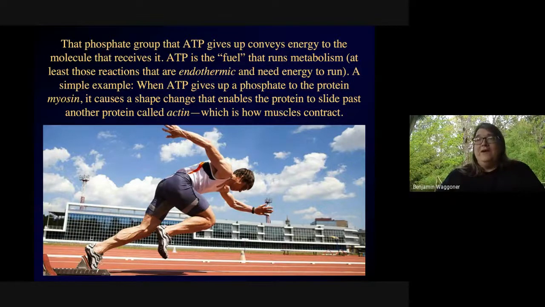Every little twitch of a muscle burns, I don't know, hundreds of thousands of ATP molecules just to happen. Each one gives up a phosphate and transfers energy to the myosin protein. And that's ultimately how this sprinter is getting off the blocks. He's going through ATP.